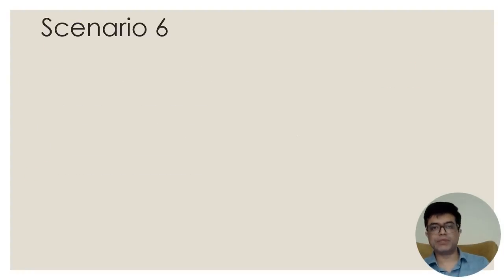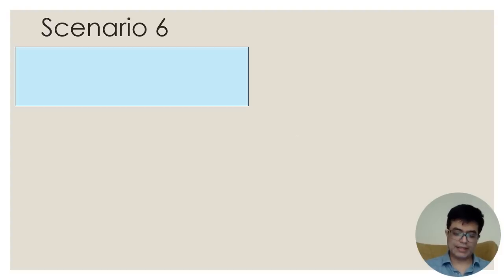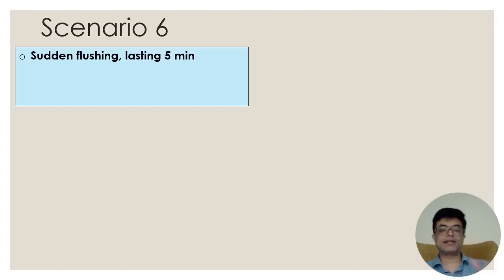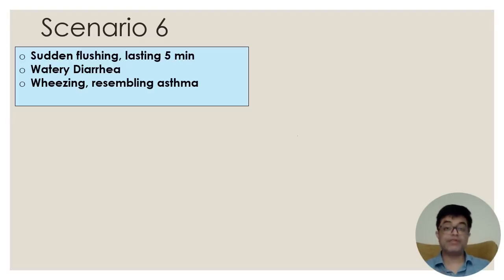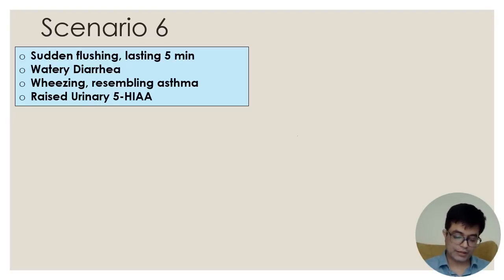Next we have scenario number 6. Scenario number 6 will say that there is a patient who's having sudden flushing lasting 5 minutes. Secondly, patient is having watery diarrhea. Third, there will be wheezing episodes resembling asthma. And fourthly, there will be, this is a very important clue, urinary 5-HIAA.